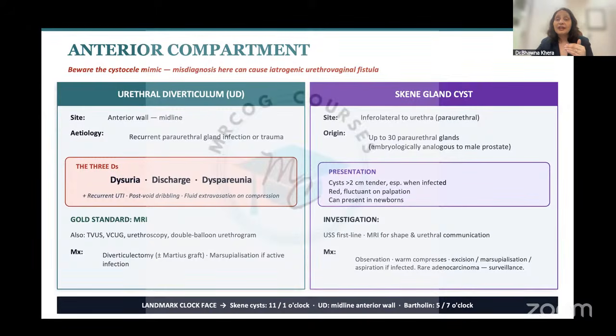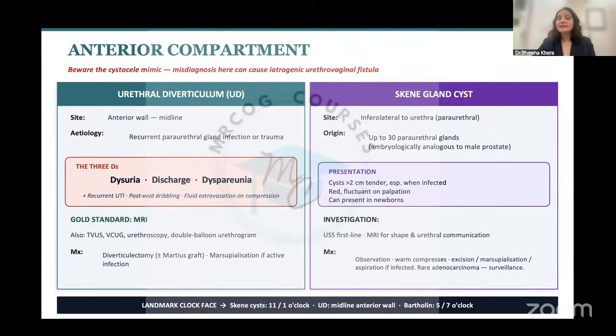Gold standard for diagnosis, a very important part 2 question: MRI. MRI is the gold standard for the diagnosis. Otherwise, you can have a transvaginal ultrasound, urethroscopy, double balloon urethrogram, but you remember MRI for your exams. Management is diverticulectomy, or marsupialization if active infection is there. And mind you, for you, the correct answer is refer to urologist. Refer to uro-surgeon is the answer because you are not going to perform this surgery. So refer to urogynecologist is the best answer here.